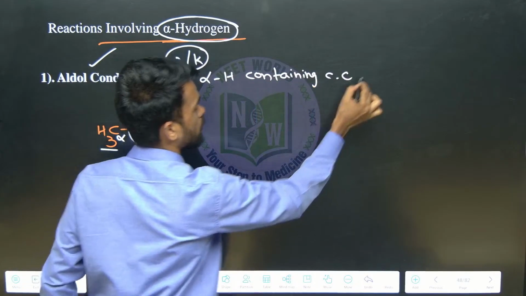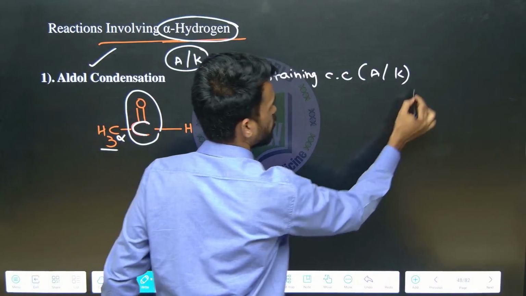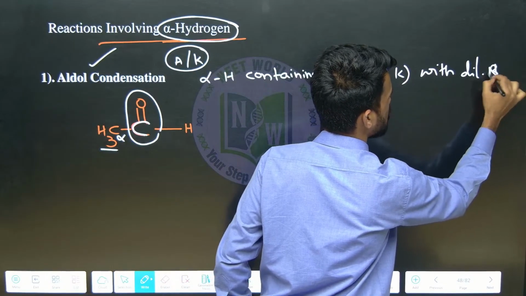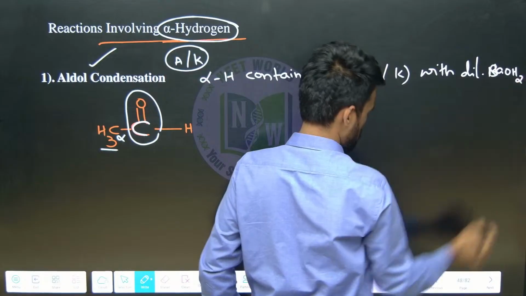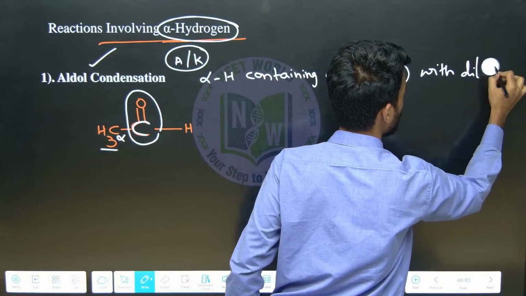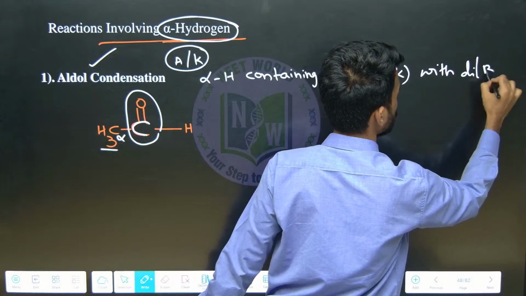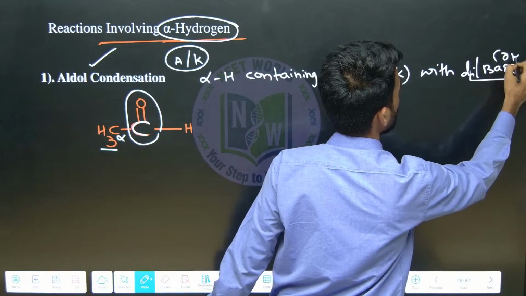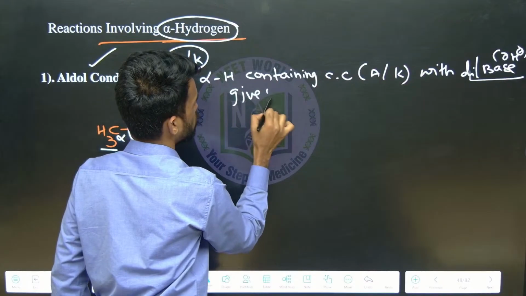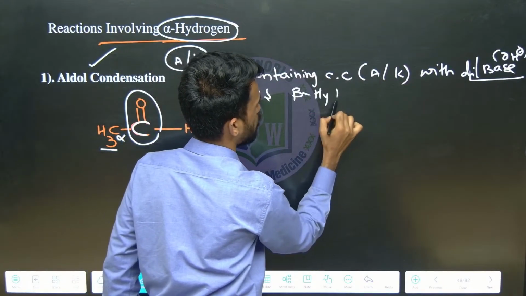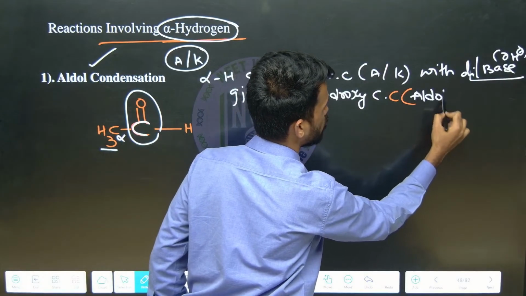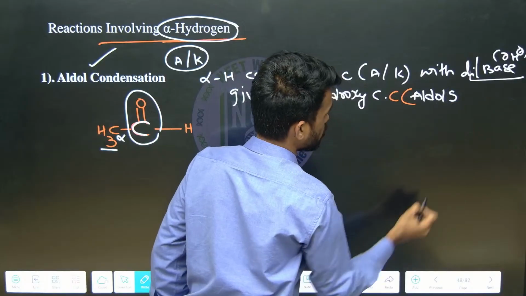So alpha hydrogen containing carbonyl compounds like aldehydes or ketones, with dilute base like NaOH or Ca(OH)2, you can take. Dilute base gives a beta hydroxy carbonyl compound. This is called aldol.